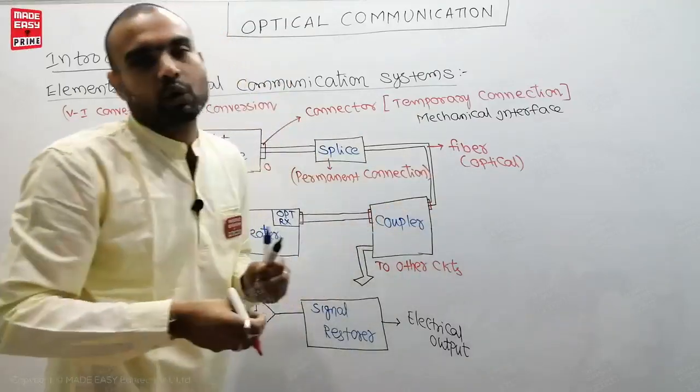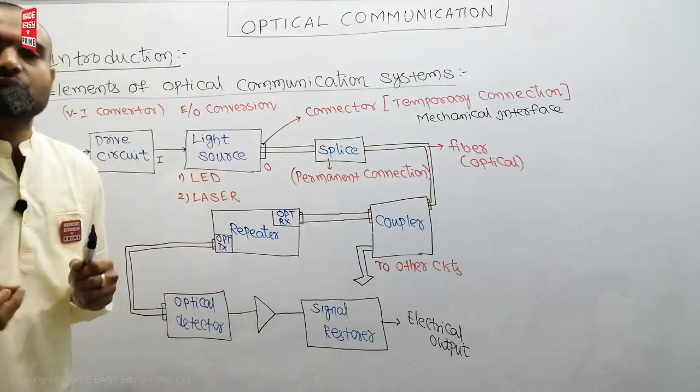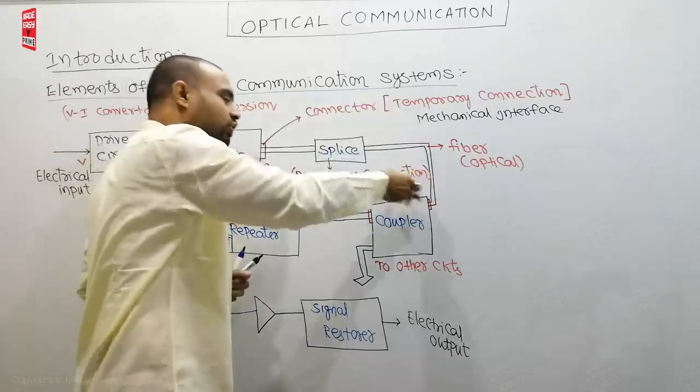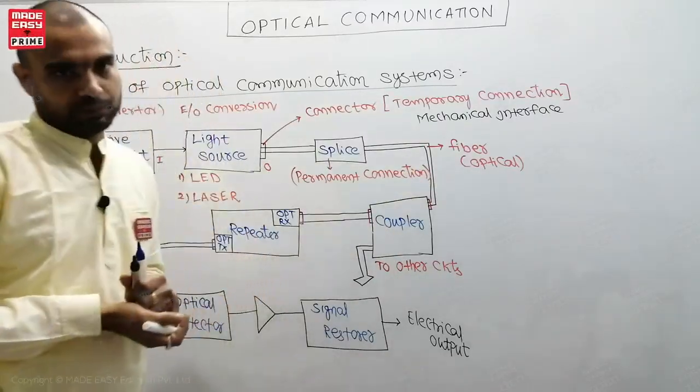Next, we have the coupler. It's a device which couples the power to other circuits. That is, the amount of power we are getting is distributed to the other parts of the circuit we have.